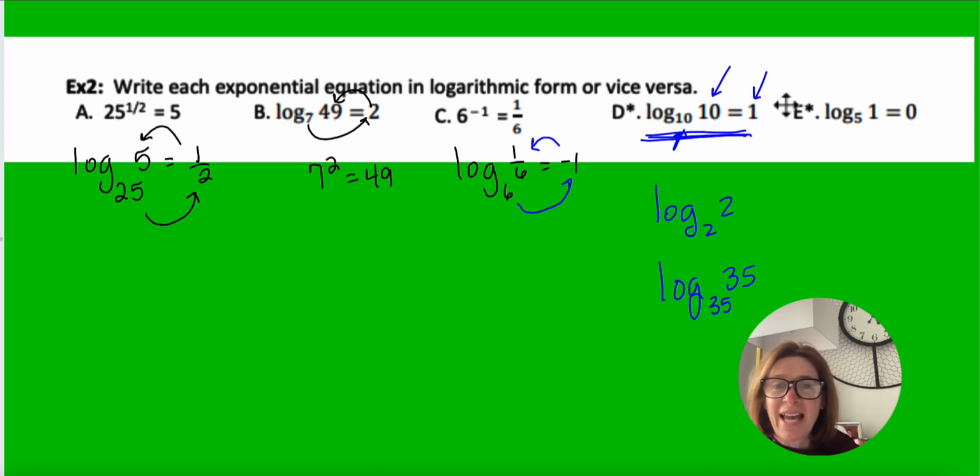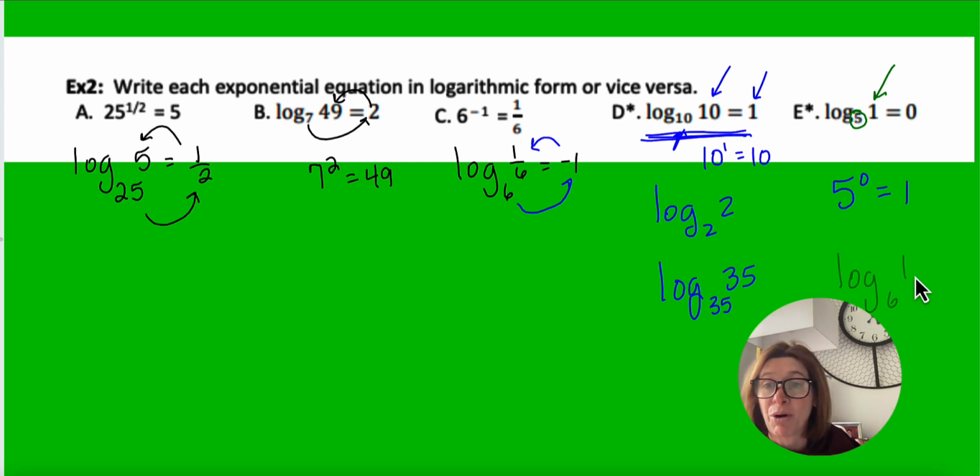All right, this last one, again, has a star because we'd write this as 5 to the 0 equals 1. Right here, we would have written this as 10 to the 1 equals 10. Well, anything to the 0 power equals 1. So we want to notice when the argument is 1. When the argument is 1, it meant we raised whatever the base was to the 0 power. And so that will be really important for us to be able to evaluate that log. So if I give you log base 6 of 1, the answer would be 0 because 6 to the 0 is 1. Okay? All right.